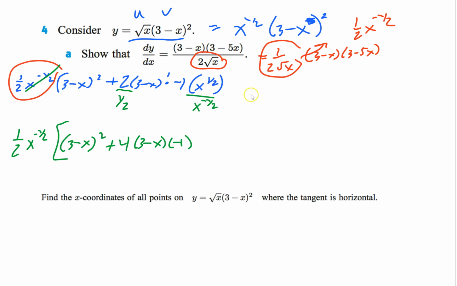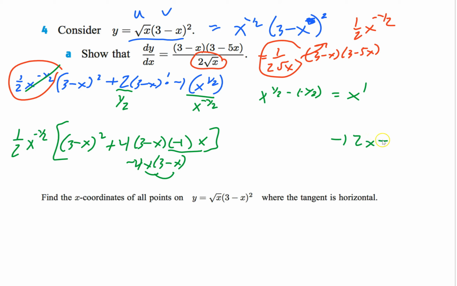So when you divide these two, remember you just subtract the powers. 1/2 minus -1/2. That's going to be x to the first, so this is x here. Now if I want to make it look like that, I just got to simplify this thing. This is a mess. -x times 4 is -4x. 3 minus x. So if I distribute, I'm going to get -12x plus 4x squared.